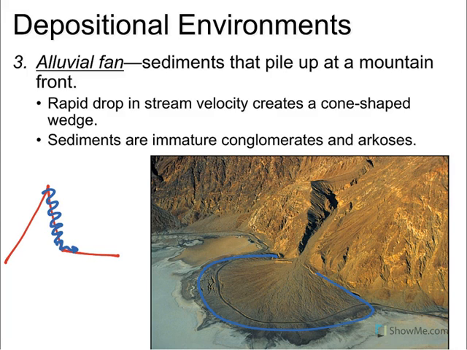We tend to find some pretty immature conglomerates. Arkose, remember that's the sand with at least 25% feldspar in there. So, you know, kind of that submaturity type rock.